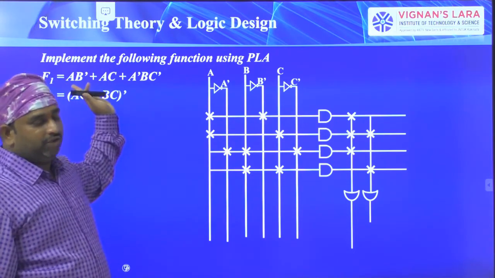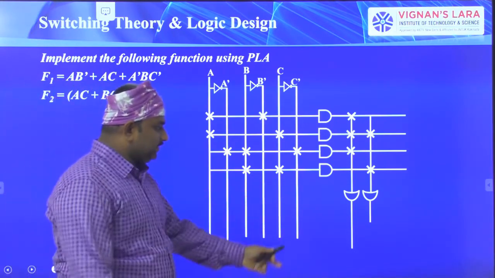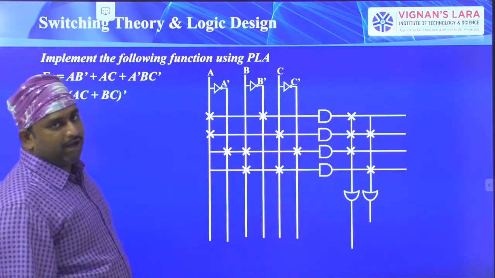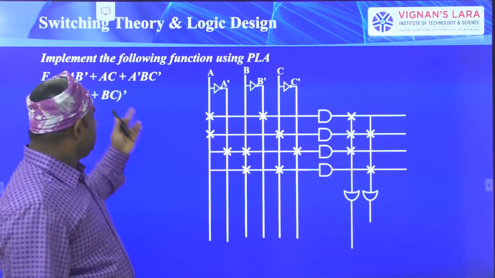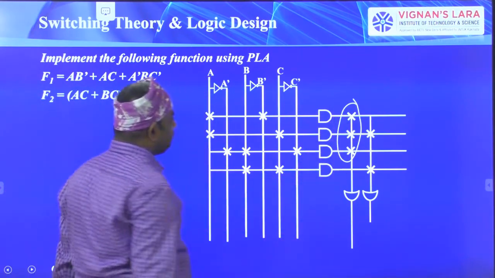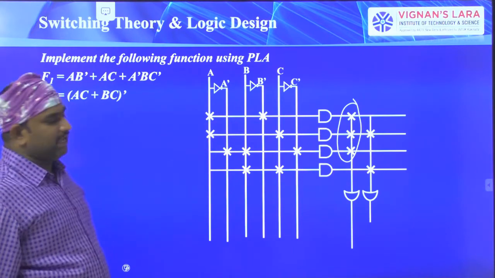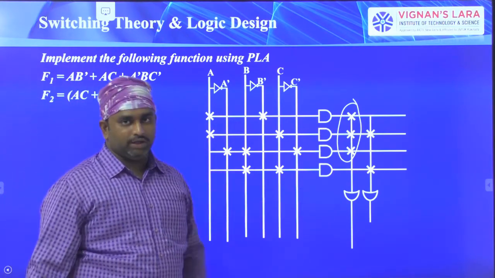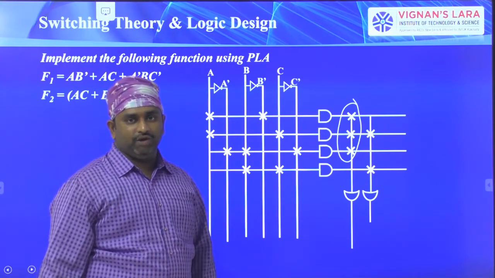Now coming to the first function F1. F1 is equal to A B bar plus AC plus A bar B C plus A bar B C bar. So that is the first function. Here I have taken the function directly. Those are the 3 input outputs I have taken here. From those I have taken 1 OR gate. So I finally got the F1 function.